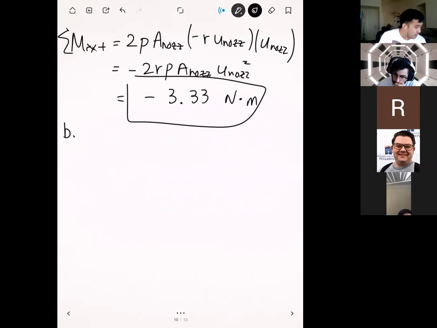Okay. So in part B, what we're going to do is now the sprinkler is rotating at 500 RPM. Okay. And so what we want to do is solve for the torque that's required to maintain this 500 RPM. Okay.